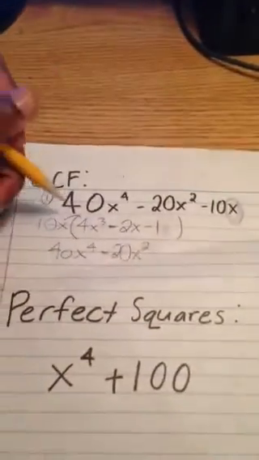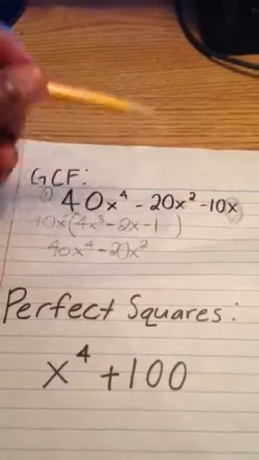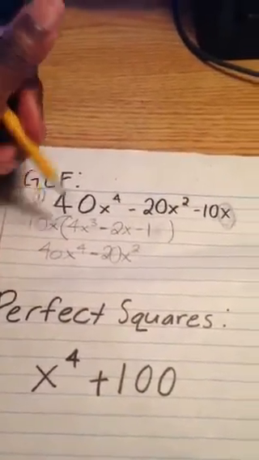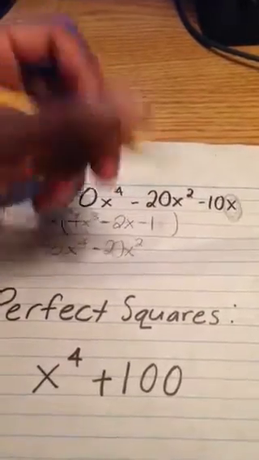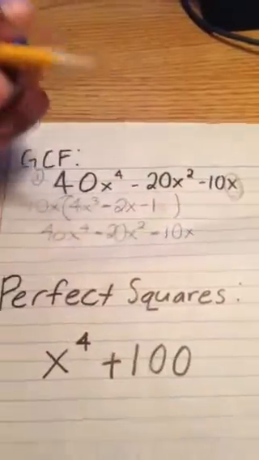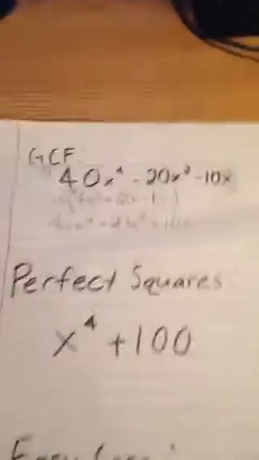They already have an x out here, so if I were to multiply this times 1, it would become negative 10x. Okay, so 10x times negative 1 gives me negative 10x. And that's simply how you factor a GCF.